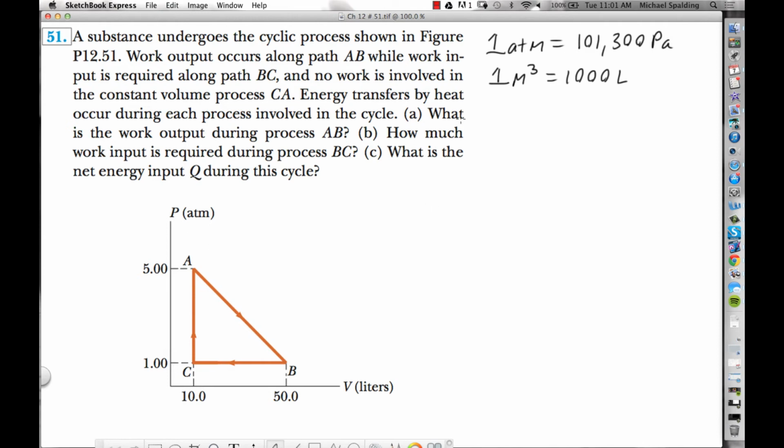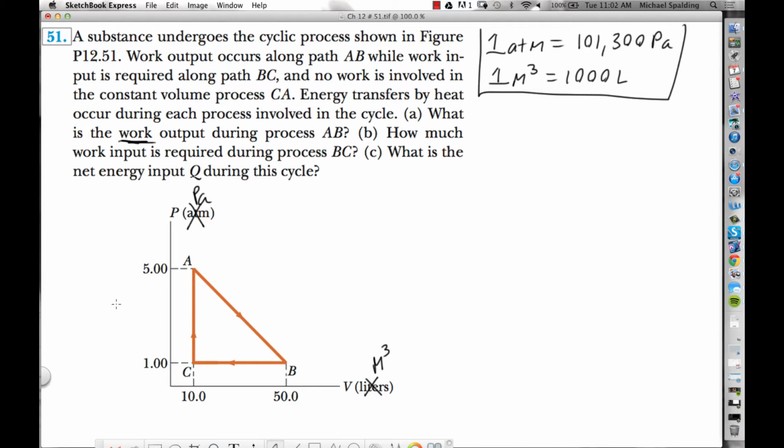All right, so for starters, we're going to fix these units. In part A, they're asking for the work. We want work to come out in joules. So for that to happen, we need pressure to be in pascals. So bye-bye atmosphere, Pascal. And then liters, we want that to be cubic meters. So when you do the conversion, conversions are up here.